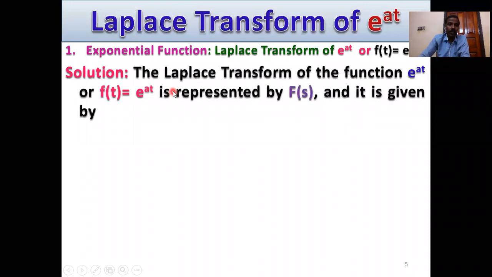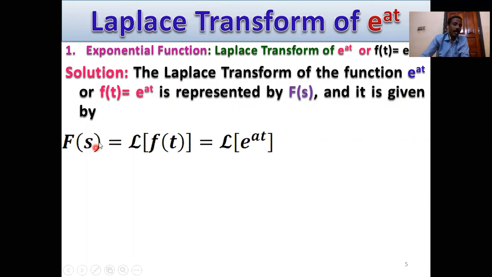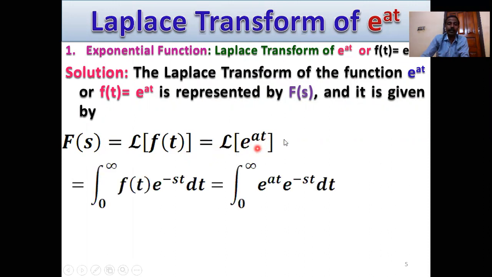Solution. The Laplace transform of the function e to the power at, or f of t equals e to the power at, is represented by F of s, and it is given by F of s equals the Laplace transform of f of t, which is equivalent to the integral from 0 to infinity of f of t e to the power minus st dt. This is the formula. Just put e to the power at in this position, f of t equals e to the power at, and then integrate from 0 to infinity.